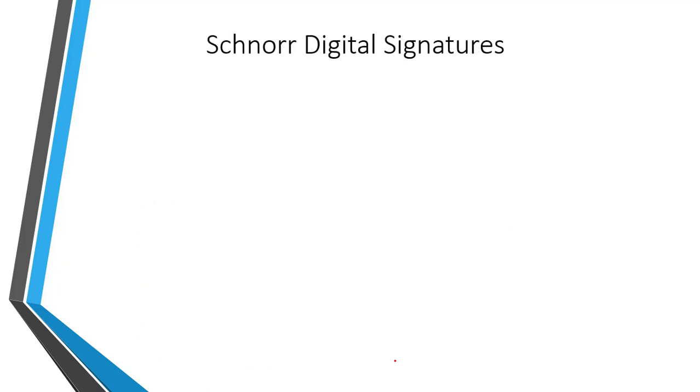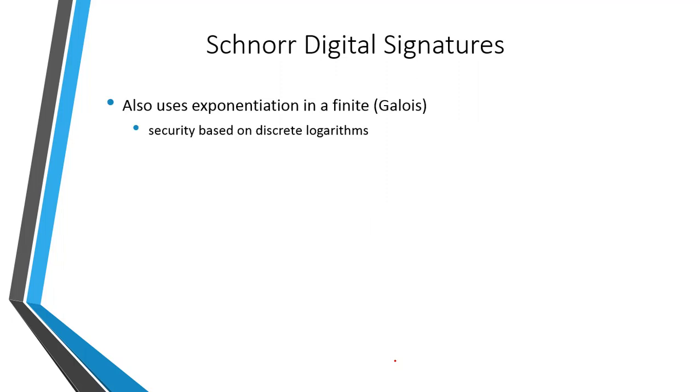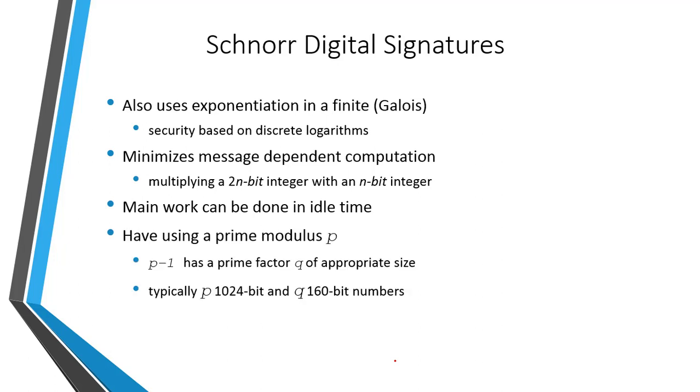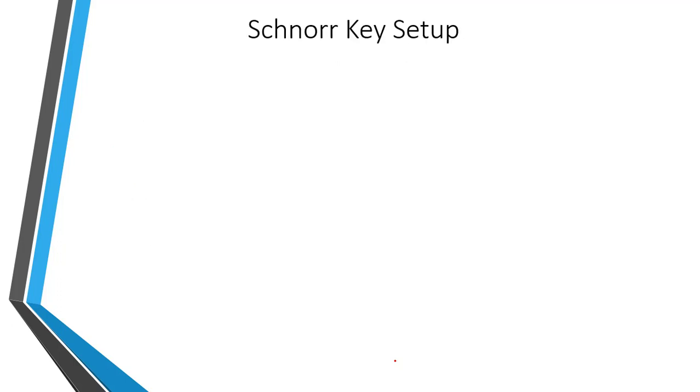The next algorithm is the Schnorr digital signature algorithm. It also uses exponentiation in a finite field, so it is based on discrete logarithms. In this algorithm, it minimizes the message dependent computation, and the main work can be done in idle time. Here P minus 1 has a prime factor Q of the appropriate size. Typically P is of the size of 1024 bits and Q is of the size of 160 bits.